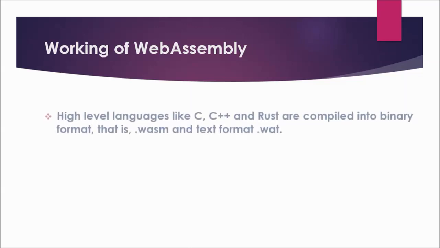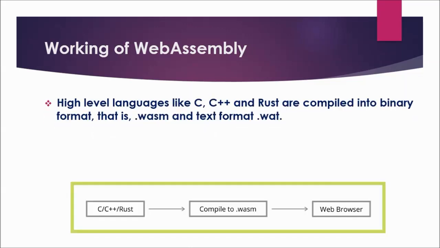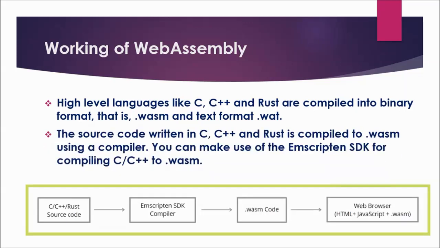Working of WebAssembly. High-level languages like C, C++, and Rust are compiled into binary format, that is .wasm, and text format, that is .wat. The source code written in C, C++, and Rust is compiled into WASM using a compiler. You can make use of the Emscripten SDK for compiling C or C++ code into WASM. Later, the WASM code can be used with the help of JavaScript in your HTML file to display the output.